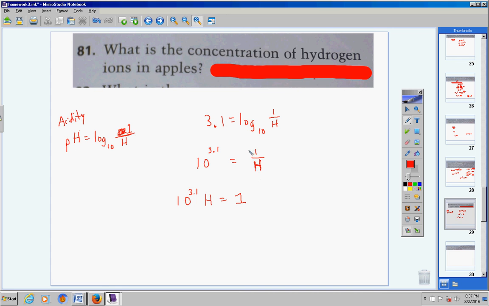So multiply this side by h. Multiply this side by h. Over here, these will cancel, leaving you with 1. And here we have 10 to the 3.1 power times h. Now, these two are multiplying. If I want to get h by itself, then I've got to divide both sides by 10 to the 3.1 power. So over here, they cancel. And there's my answer right there. H equals 1 over 10 to the 3.1 power.